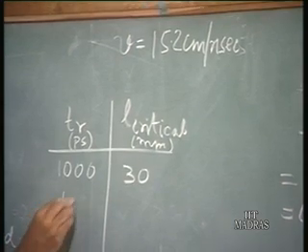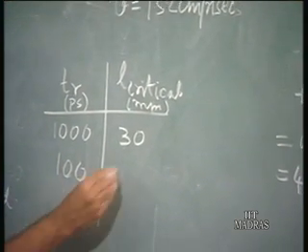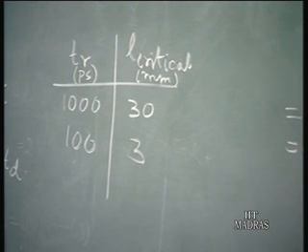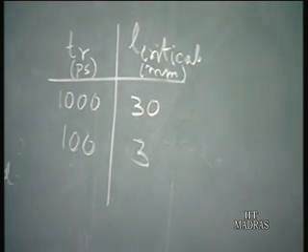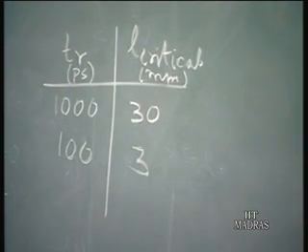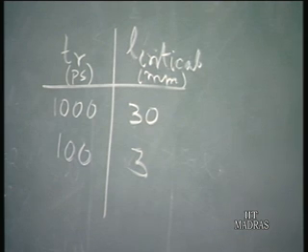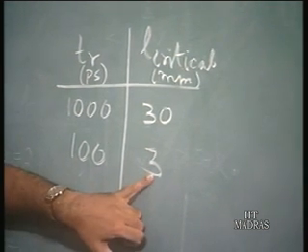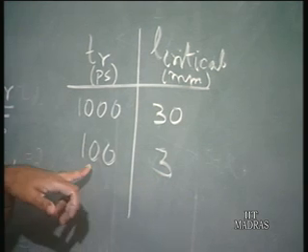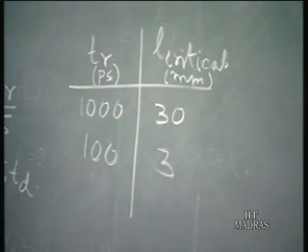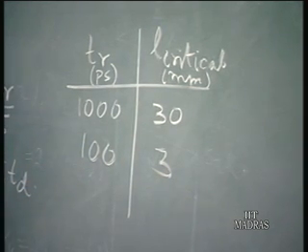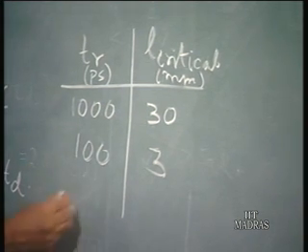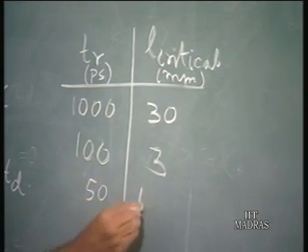Now, if it goes down to 100 picoseconds, then this will also go down to 3 millimeters. That is, if the rise time is 100 picoseconds, then the critical length of the line is 3 millimeter. That means if the line length goes below 3 millimeter, we have to be careful. Similarly, it scales linearly. So if you go down to 50, this one will be 1.5.